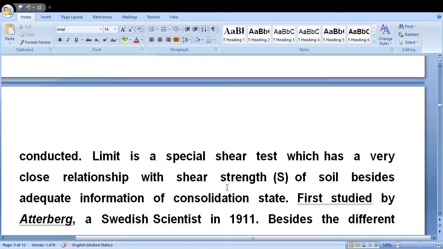We should not forget that the limit test is a special type of shear test which has a very close relationship with shear strength of soil, besides adequate information on consolidation state. This limit test was first studied by Atterberg, a Swedish scientist, in 1911. That means before the popularization of soil mechanics, this test was studied by Atterberg.